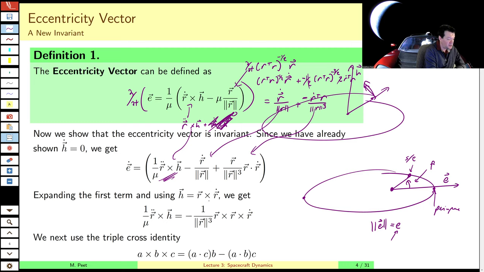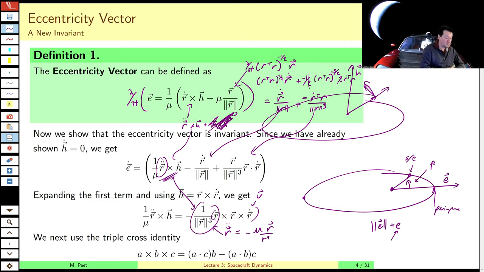H is itself r cross r dot, so r cross v. And so this term becomes then r cross r cross r dot. And then we plugged in, of course, for r double dot, which is just, there's the law of universal gravitation, right? So this term is r double dot, right? Equals negative mu r over r cubed, universal gravitation just there. So we've got this triple cross product, r cross v. That's v, of course.